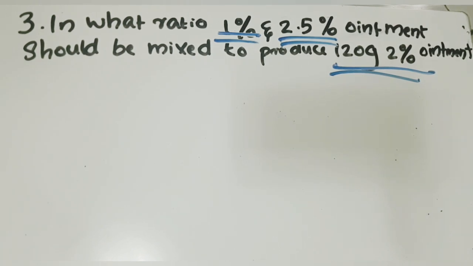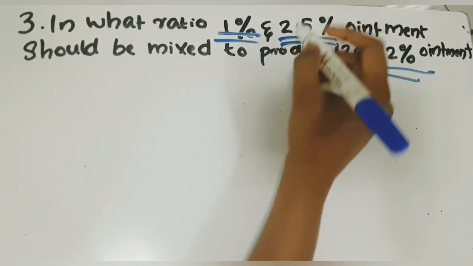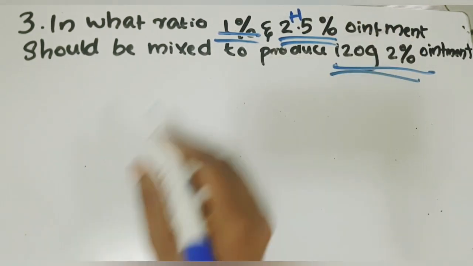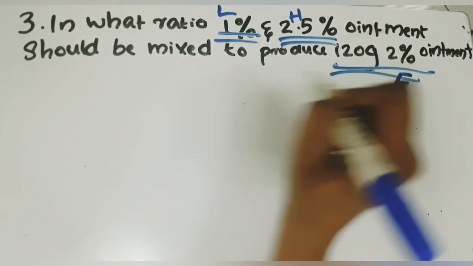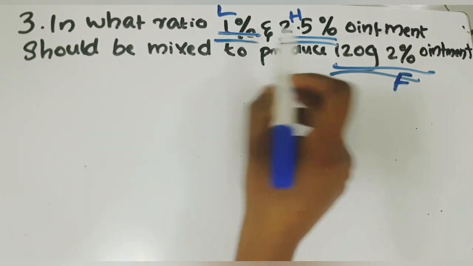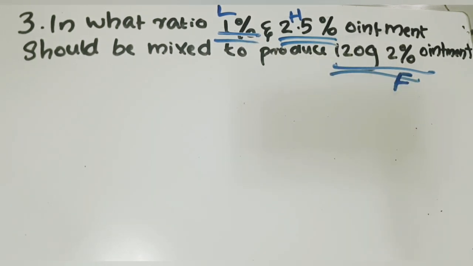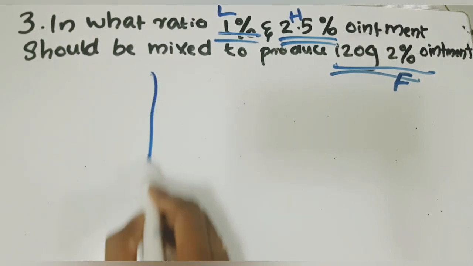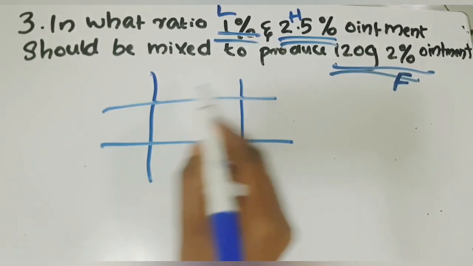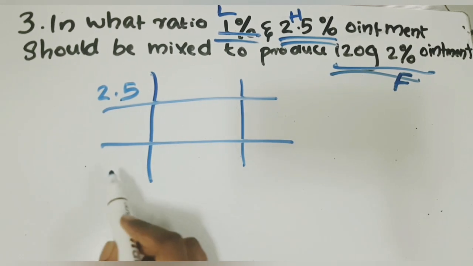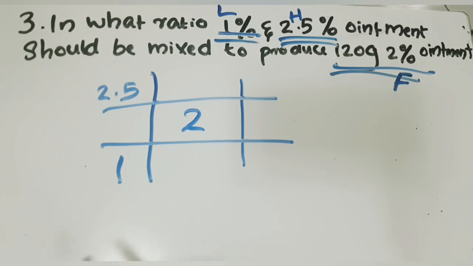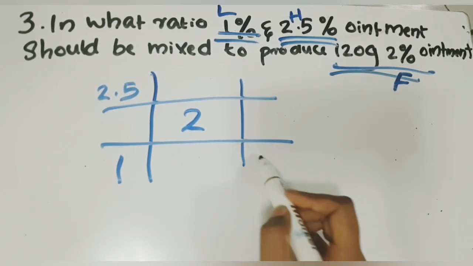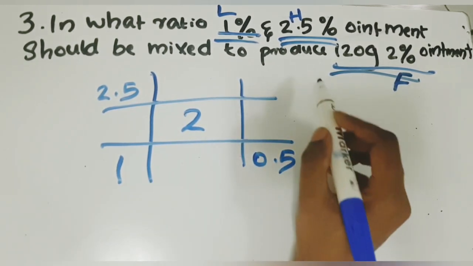Here also we are using the alligation method. In the first step we find the higher concentration, that is 2.5%, then the lower concentration, that is 1%, and the desired concentration, that is 2%. In the second step we check the units and all of them are similar. So we move to our third step. We draw the alligation grid and write the higher concentration here, the lower concentration here and the desired concentration here, and we calculate the difference. Then we get 0.5 here and 1 here.